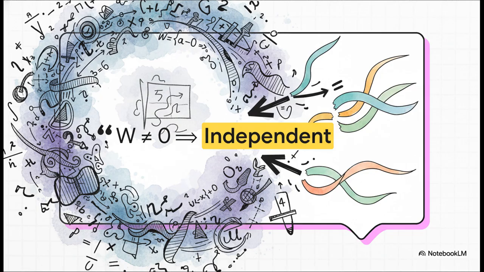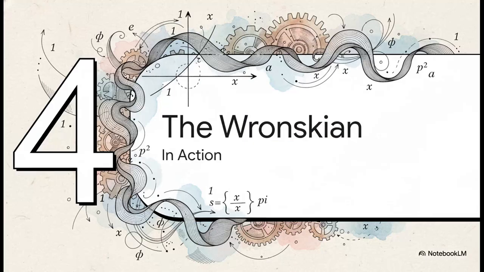And here's the magic trick. If that number isn't 0, your functions are independent. It's a clean, powerful, definitive test. All right, enough talk. Let's put this incredible tool to work. We're going to see how to build and calculate the Wronskian step by step using a really simple set of functions, 1, x, and x squared.